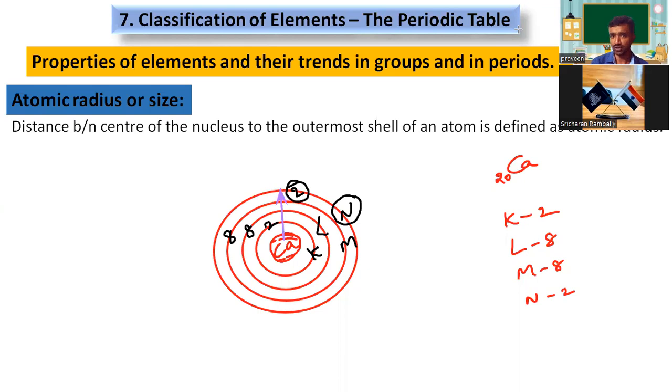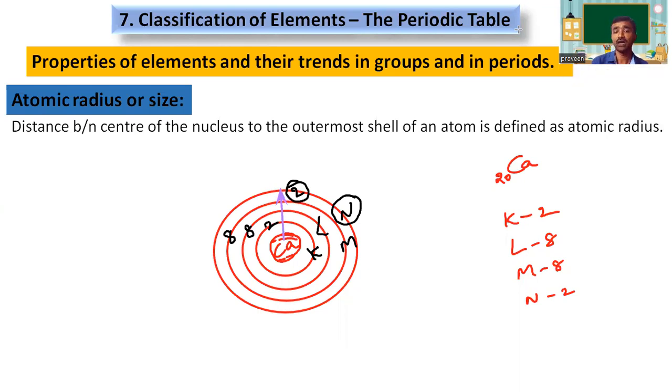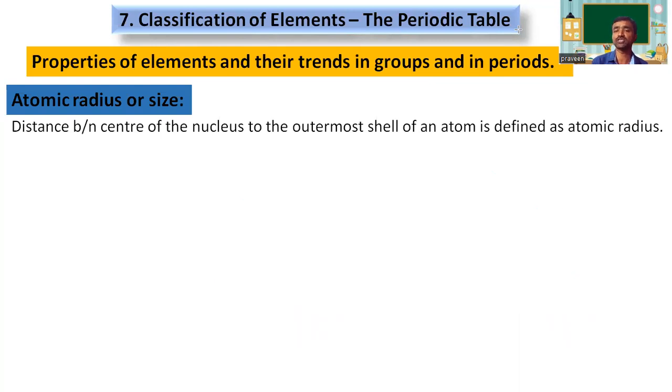Right. So now, what units can we assign for the atomic radius? Actually, atomic size is very small. That atomic size we measure in meters, with negative powers, picometer.